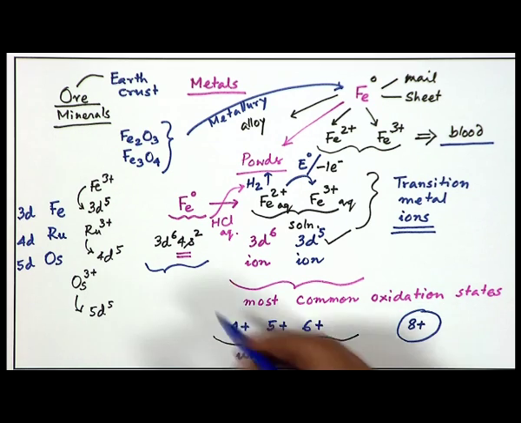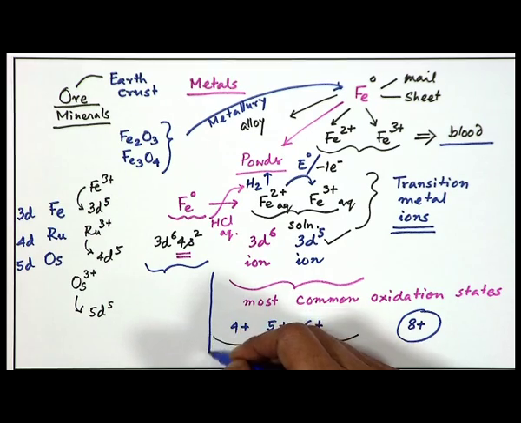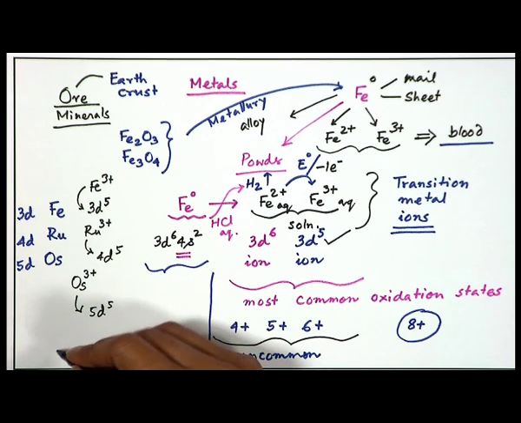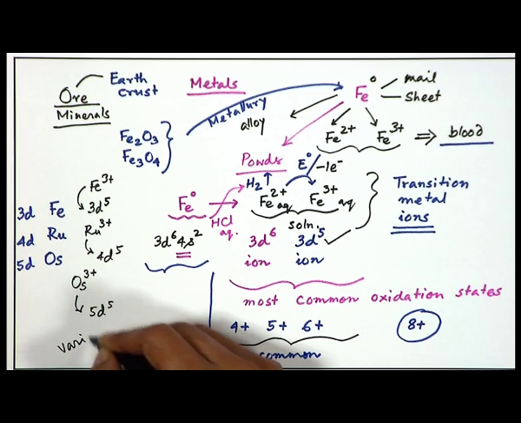So, what we see is that getting all these oxidation states, that means plus 2, plus 3, plus 4, plus 5 and plus 6, these transition elements therefore occur in variable oxidation states.